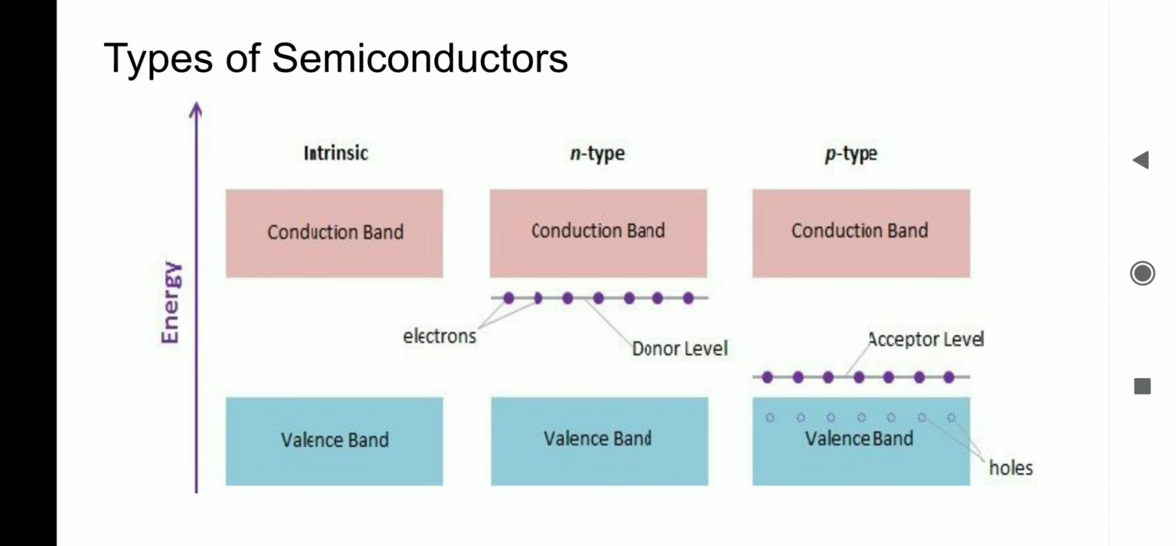Now the energy gap is between the donor level, which is just below the conduction band, and the conduction band. Electrons at this level can be easily excited to the conduction band, and this contributes to the conductivity.